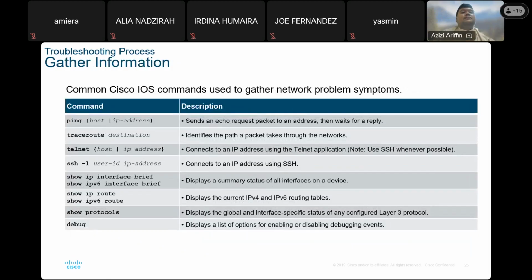And these are common commands that we can use in Cisco IOS to help network engineers gather information and gather the symptoms. So the most common one is using a ping, right? Whether the host is reachable or not using ICMP. Then after that, we can use traceroute. So for traceroute, we can know the path the packet travels in the network.